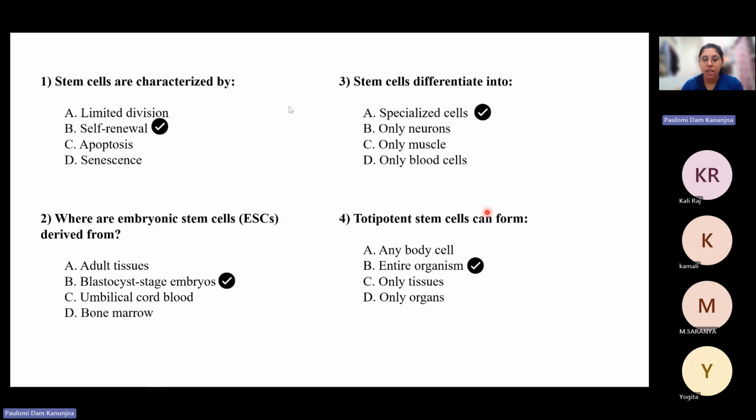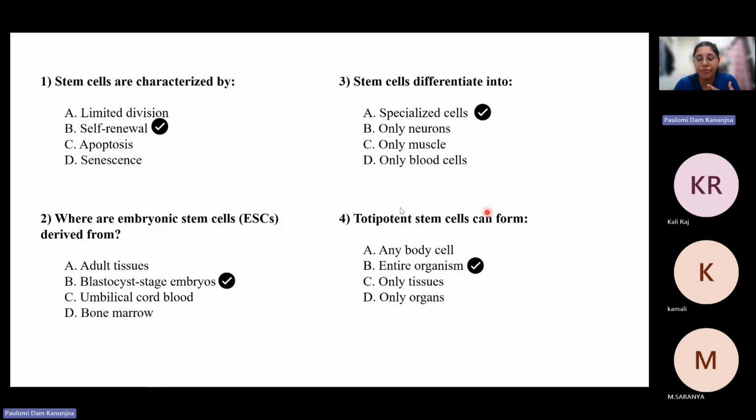Mostly that, right? Yes. So the first one says stem cells are characterized by self-renewal. This we have already established, right? That stem cells have two defining properties: self-renewal and potency of differentiating into different types of cells. Now, the other options, limited division and apoptosis, are the very things that stem cells don't do, right? So stem cells don't have limited division; they can divide many times, right?